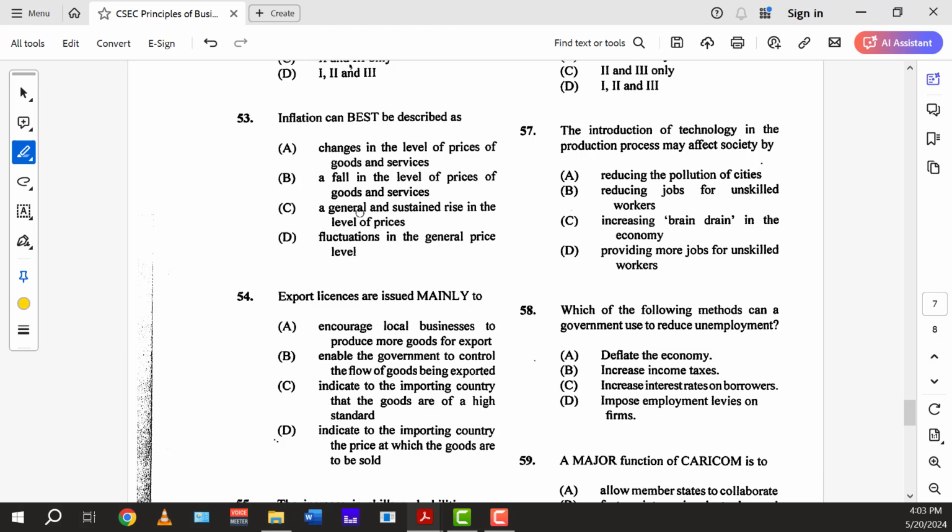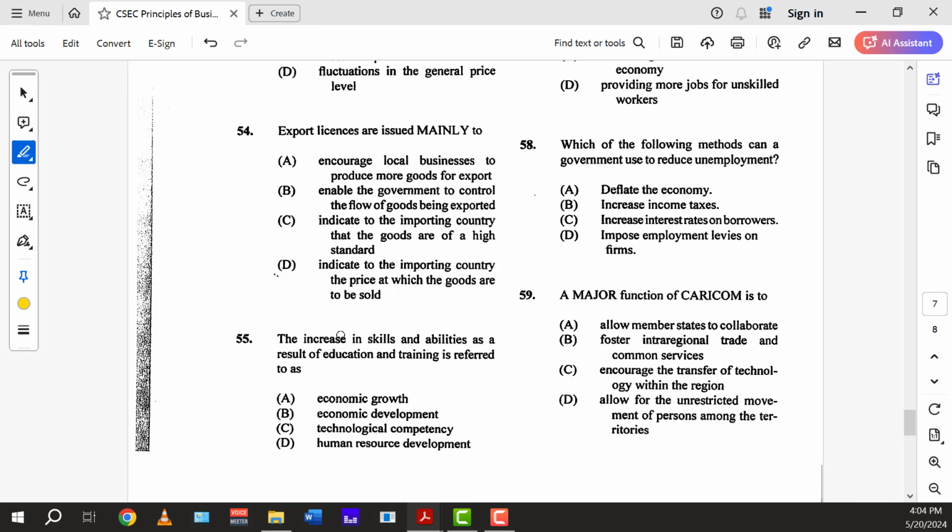53. Inflation can best be described as A. Changes in the level of prices of the goods and services. B. A fall in the level of prices of goods and services. C. A general and sustained rise in the level of prices. Or D. Fluctuations in the general price levels. So fluctuations are all the same thing. The best answer is C. A general rise in prices. When prices fall, that's deflation.